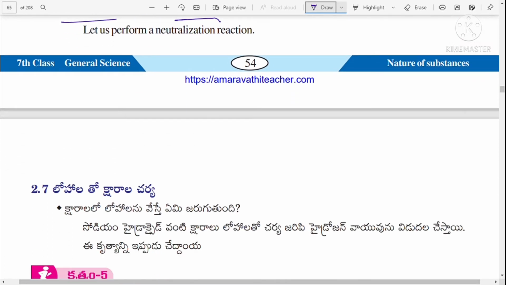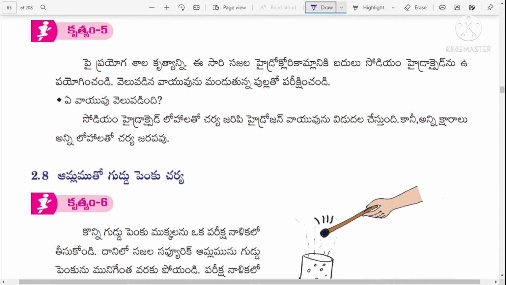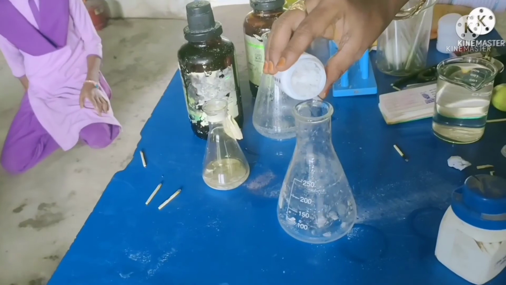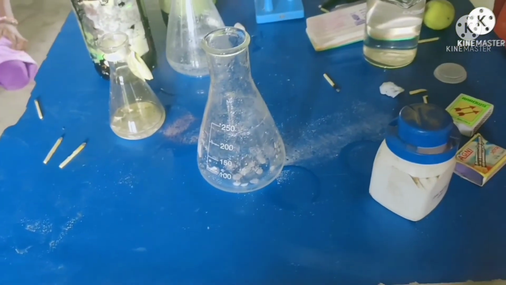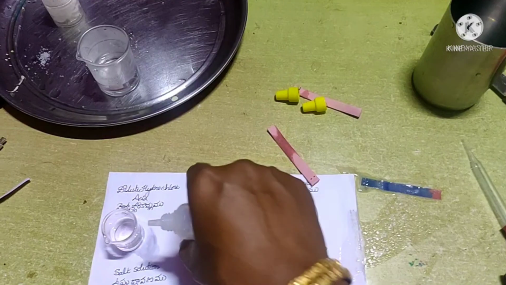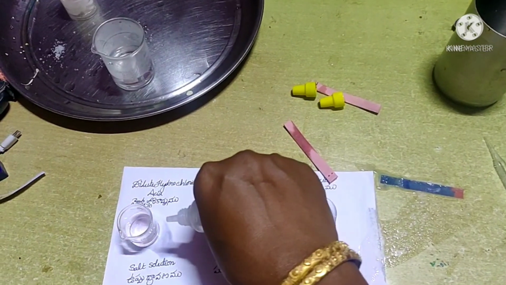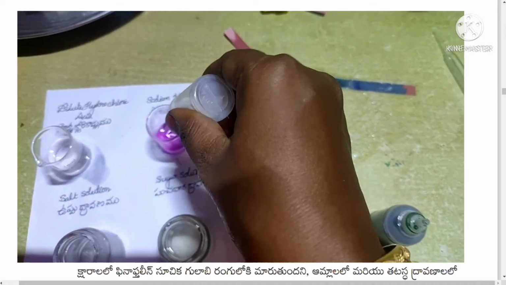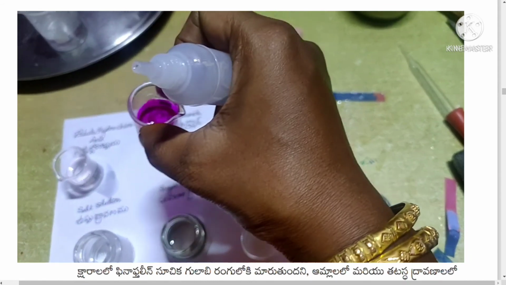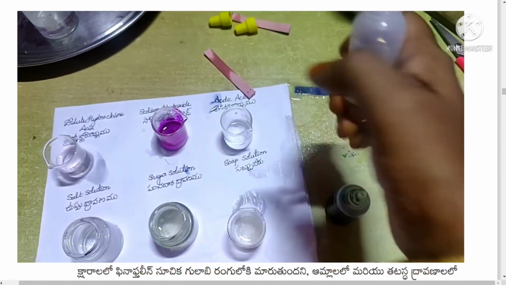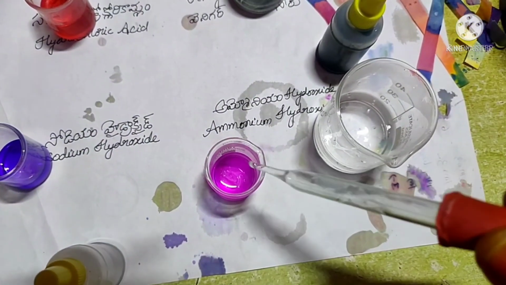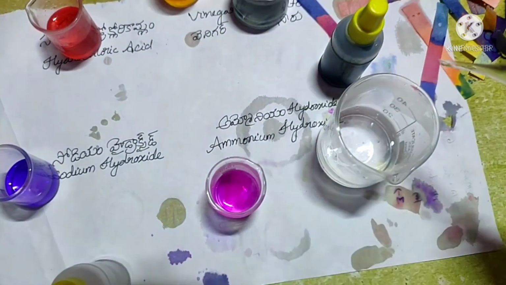So let us perform a neutralization reaction. For this activity, we need some liquids. Activity 7. Take sodium hydroxide solution in a conical flask and observe its color. Now add 2 to 3 drops of phenolphthalein indicator to it. Now observe the color. It is pink. Using a dropper, add dilute hydrochloric acid drop by drop to this solution and stir gently, continuing adding the acid till the pink color disappears.